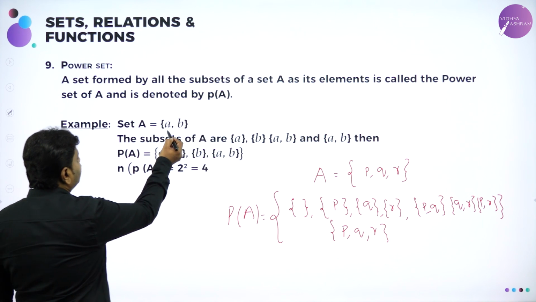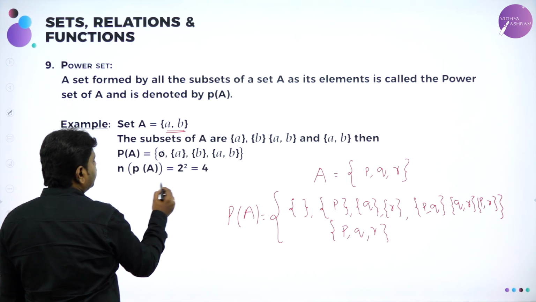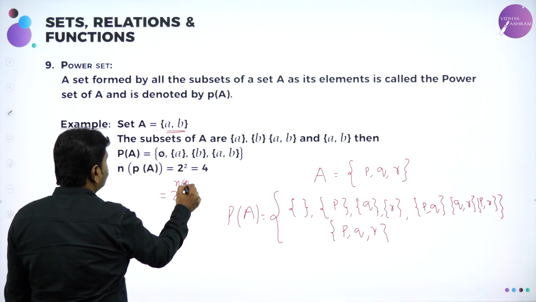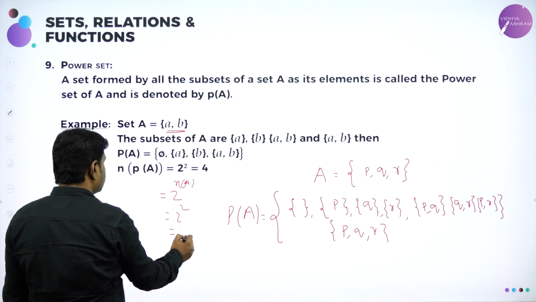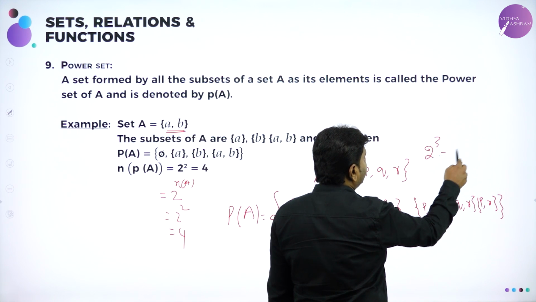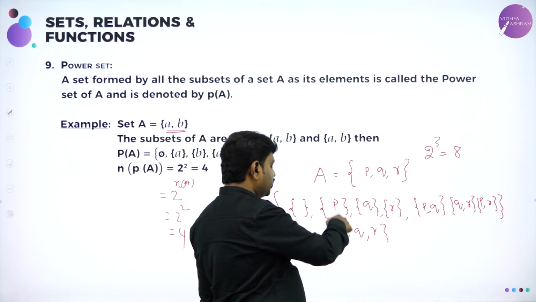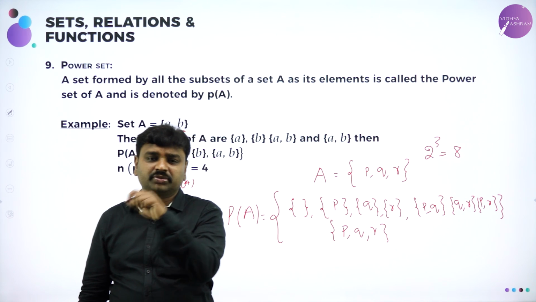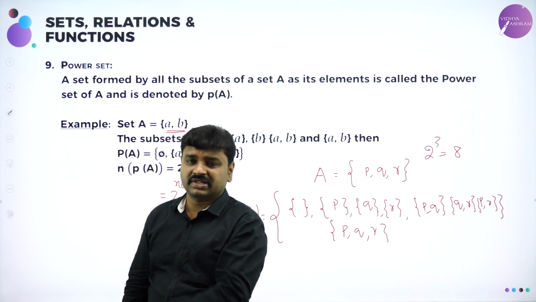And here in set A we have 2 elements. The number of elements in the power set is 2 power n of A, where n is the number of elements in A. 2 power 2 means 4. Here we have 3 elements, so 2 power 3, 8 subsets. So 8 different elements will be there in the power set. What is power set? Set of all subsets for a given set.